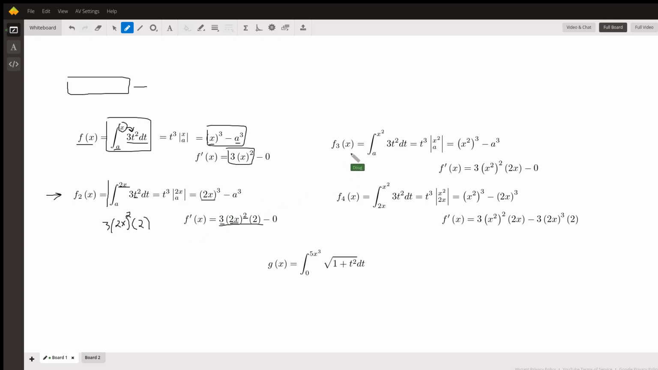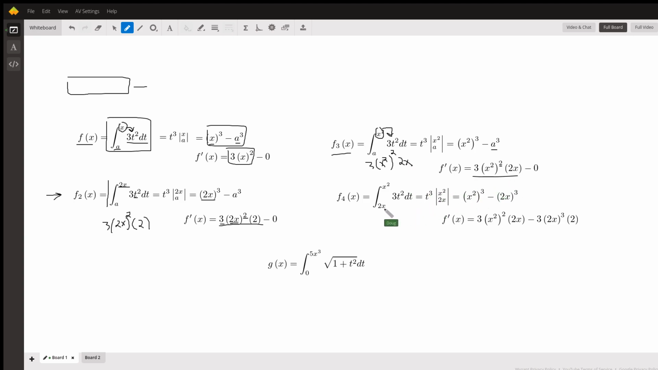Here's another example. This time the upper limit is x squared. Same deal, x squared, the quantity cubed, minus a cubed, which is a constant. To find f prime, we'd move this 3 down front, reduce the exponent by 1, and multiply by the derivative of the inside, which is 2x. How can we get there directly from here? Put x squared in for that t, but then multiply by the derivative of the inside. And we get the same thing.